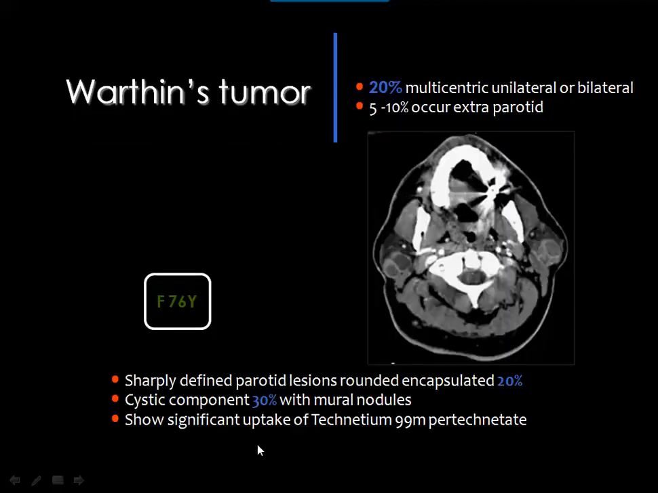Warthin tumor is commonly seen multicentric. I mean multiple lesions in the same parotid gland or multiple lesions bilaterally, and the incidence of multicentricity, either unilateral or bilateral, is about 20%. Then this is a sharply defined lesion, which usually has a cystic component and a solid component.